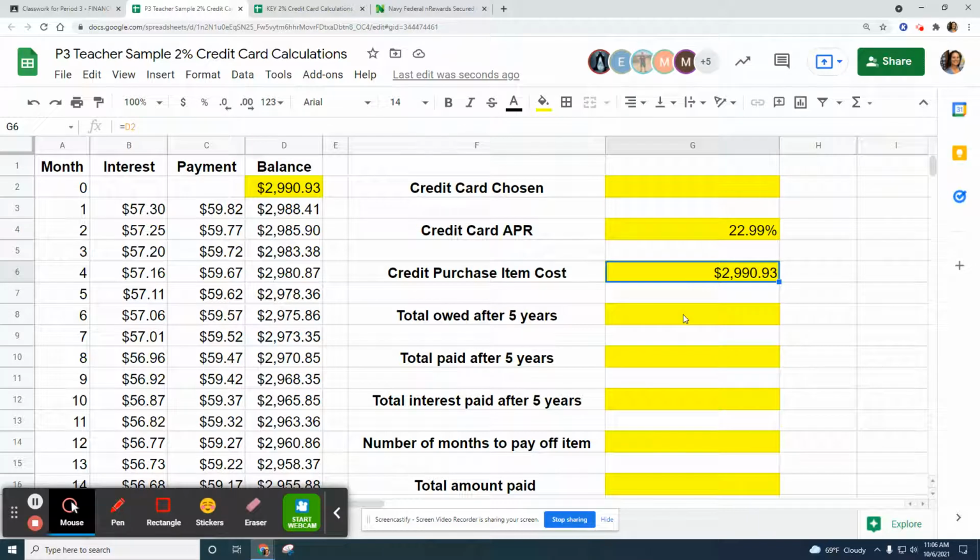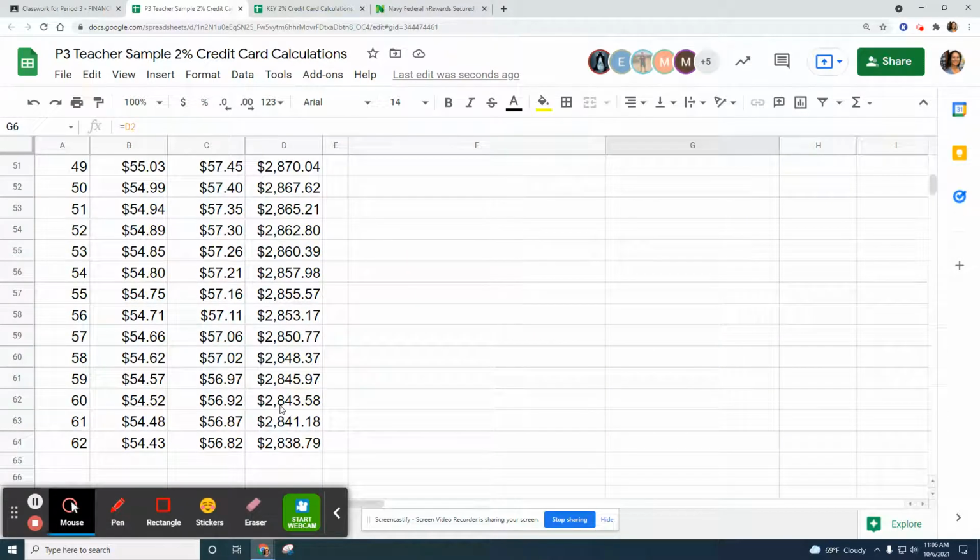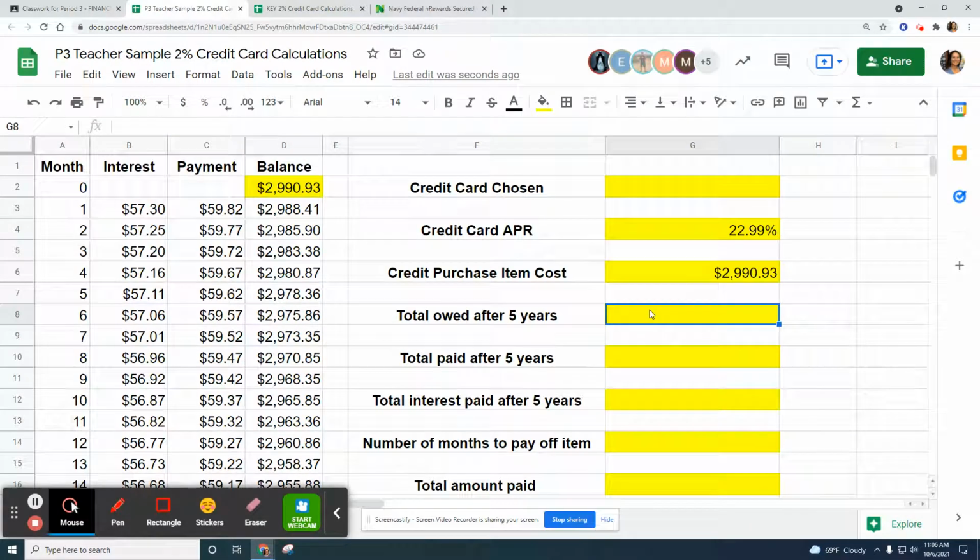Total owed after 5 years. This is you going down and looking at the 60th month, 5 years, and seeing how much is still owed. I'm scrolling down to 60. Right here on my spreadsheet, the 60th month is D62. That's the cell that shows the balance at the 60th month, equals D62. I'm in the last column there. Okay, total paid after 5 years.